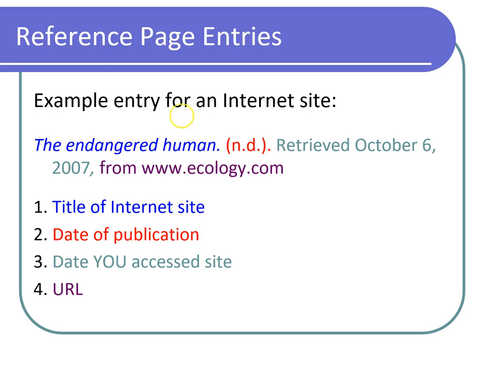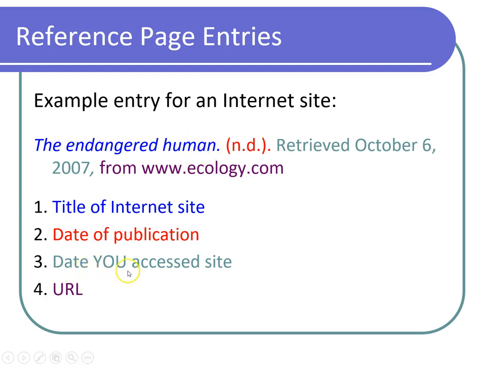So again, color coded. So the endangered human, no date. They didn't have a date on this, but the person that used this found it on the internet. So you use the date of retrieval. Retrieved October 6th, meaning the date that you found it, you retrieved it. 2007, and here's the URL or the website where they found it. So blue, title of the internet site, red, date of publication. If you have a date, you put it in there. If you don't, it's no date.